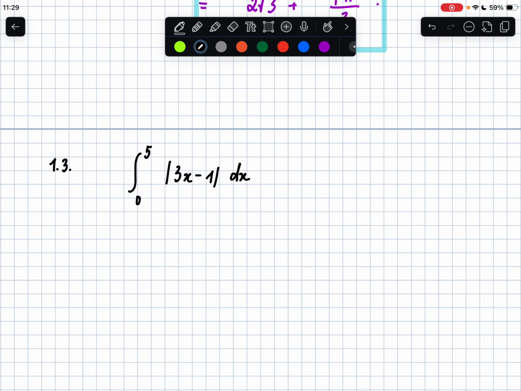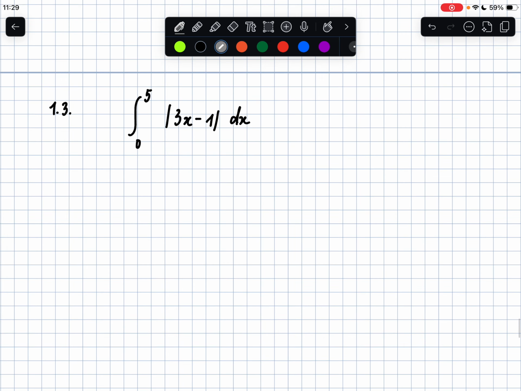We need to evaluate this integral from 0 to 5 of the absolute value of 3x minus 1 dx. So I recall the definition of absolute value. The absolute value of a is equal to a if a is greater than or equal to 0, and equal to minus a if a is negative.